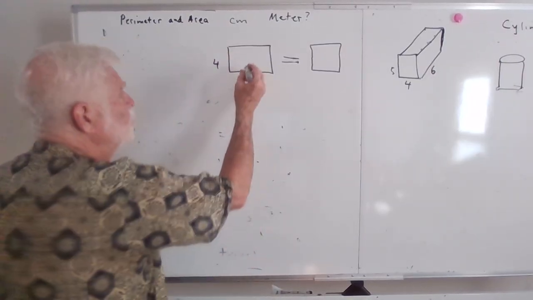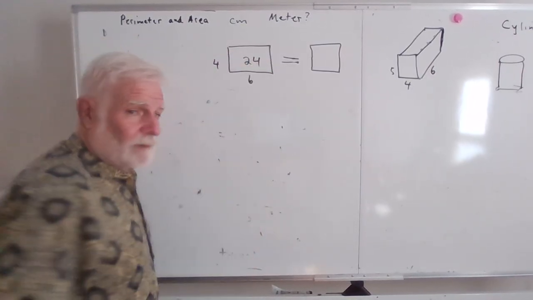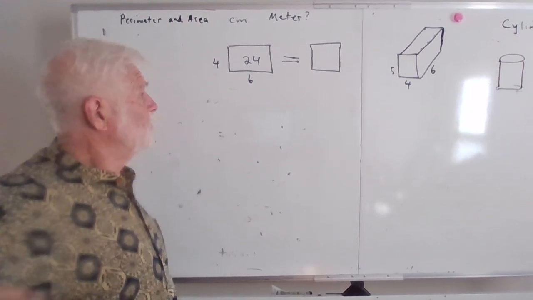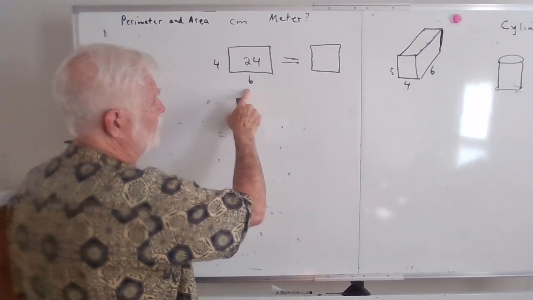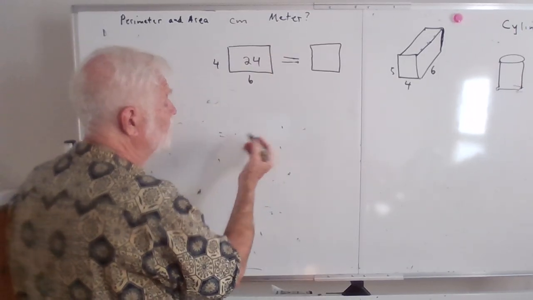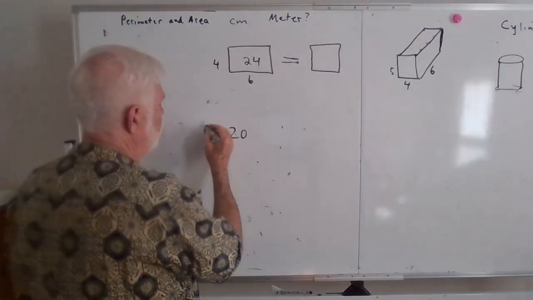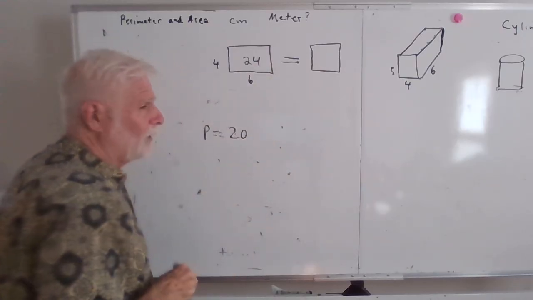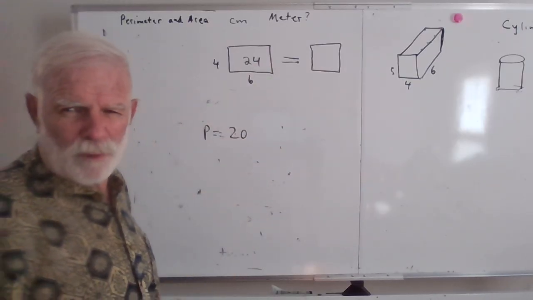All right, I assume, now my grandson's going to say that's 24. Okay, and what's the perimeter? Well, 4 and 6 is 10, and we got another 2 sides, so we got 20 for a perimeter. So we've got to get the same thing over here, 20 for a perimeter.